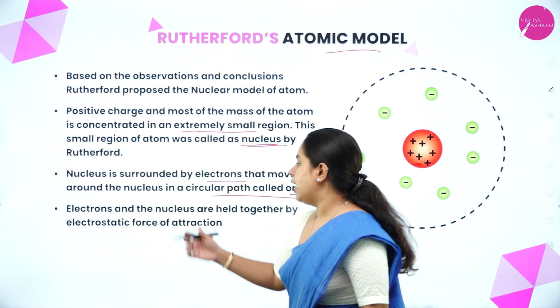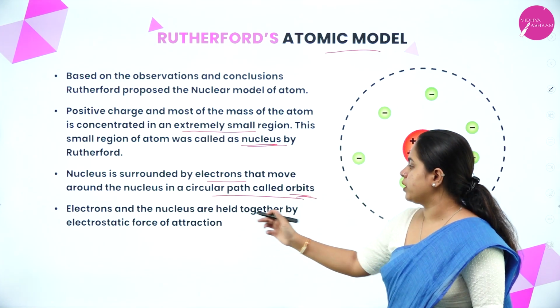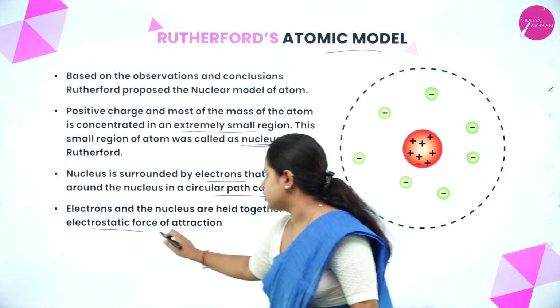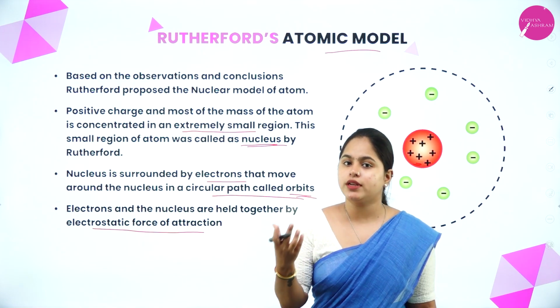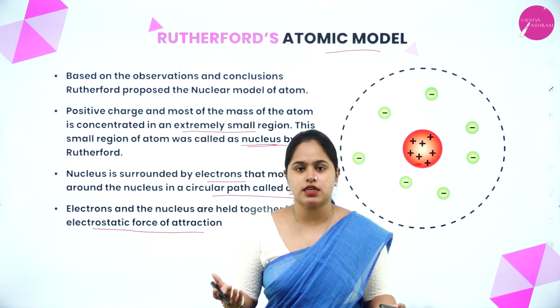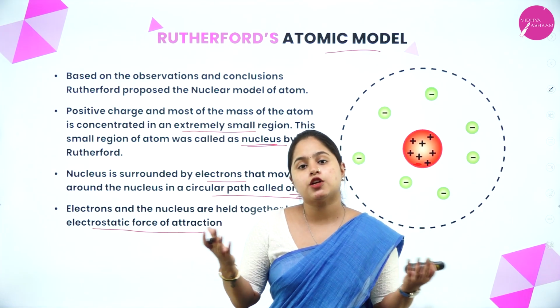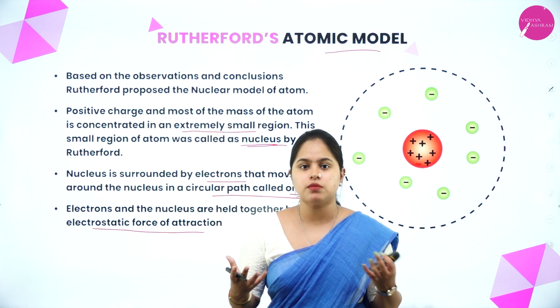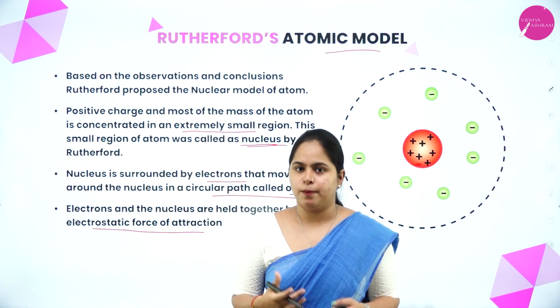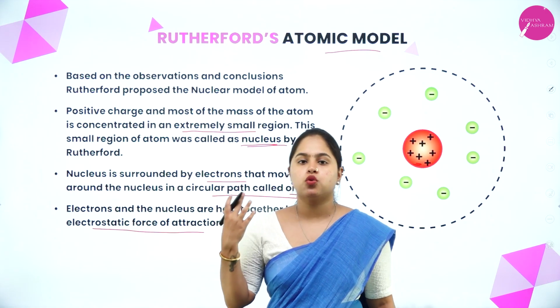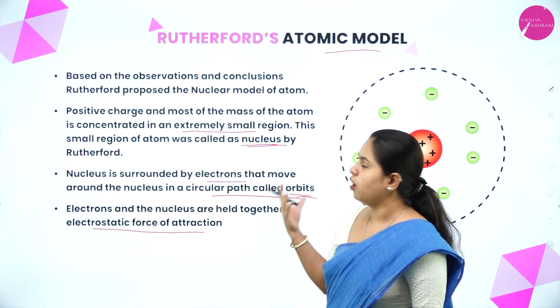Right. Now, the electrons and the nucleus are held together by an electrostatic force of attraction. We know that the nucleus is positively charged and the electrons are negatively charged. So there will be an electrostatic force of attraction between them, and they will be held in their places. So this is Rutherford's nuclear model of the atom.